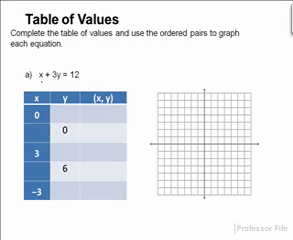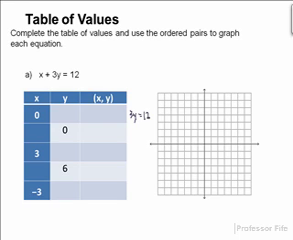So my equation gives me a relationship between x and y. It tells me that when I take x and add 3 times y, my sum is 12. If I know the value of one of these variables, I can substitute it in to get the value for the second variable. For example, when x is 0, that x term drops out and it leaves me with 3y equals 12.